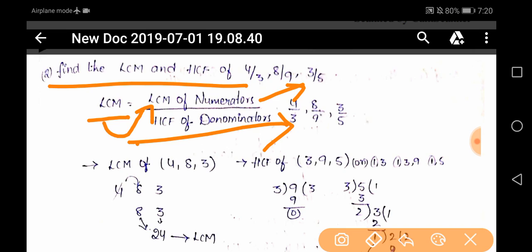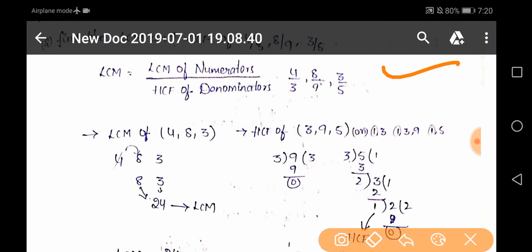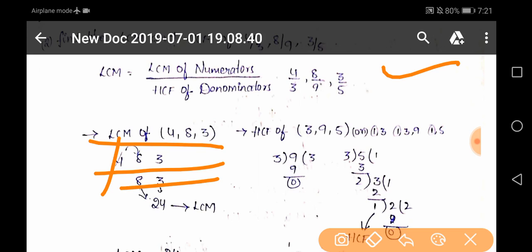So we'll start. Here we have 4 by 3, 8 by 9 and 3 by 5. We have to take the LCM of the numerators. The top one in a fraction is the numerator and the bottom one is the denominator. So 4, 8 and 3. Find the LCM of 4, 8 and 3. 8 gets cancelled by 4, so we eliminate 4. We consider 8 and 3. In the 3 table, 24 is the first one cancelled by 8. So the LCM is 24 here.